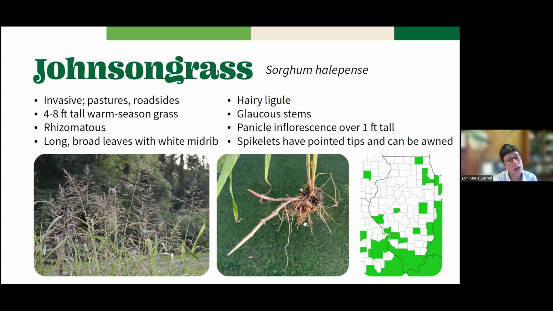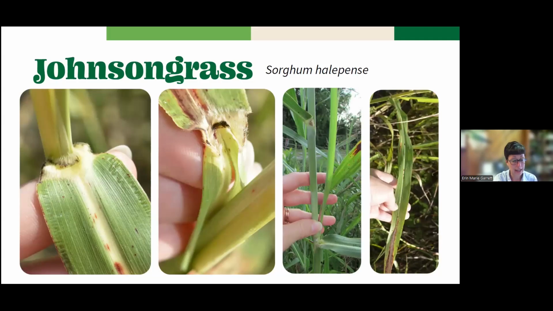And then when it blooms, it is going to have a panicle inflorescence that's over a foot tall, kind of densely packed with spikelets with pointed tips. And they can have awns, although they don't always have awns. Okay, again, more of a southern Illinois grass, but there's scattered counties all the way up to the other end of the state, so I definitely pay attention for this one. And I don't think I mentioned it, but this one is regulated as a noxious weed, and it's also regulated under the Illinois seed law. So I think Chris placed a guide to those regulations in the chat. If you want to look at what all of that means, we can do that.